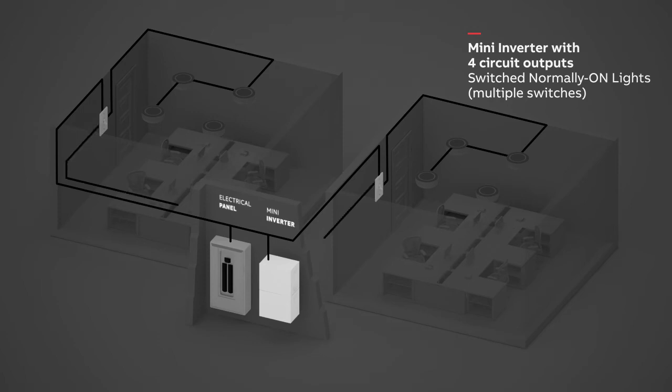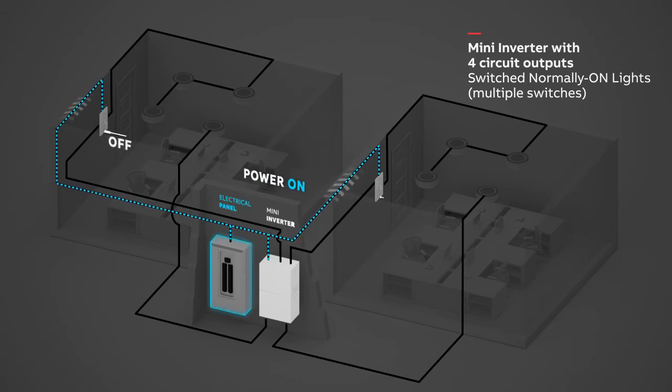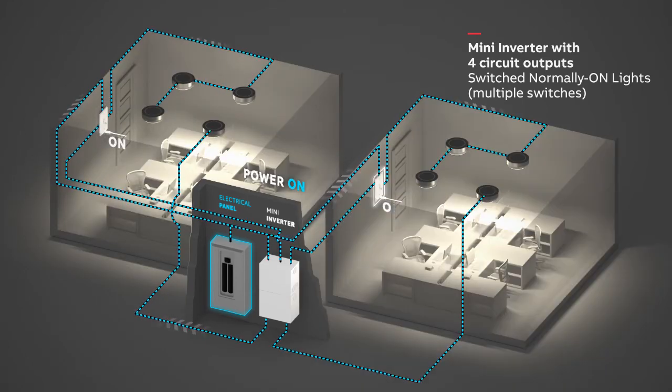Wire each wall switch to one of the numbered inputs of the mini inverter and the corresponding outputs connected to the light that will be used as emergency lighting in each zone. When AC mains power is on, the lights in each zone are controlled by the respective switch.